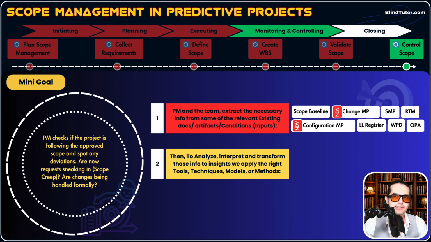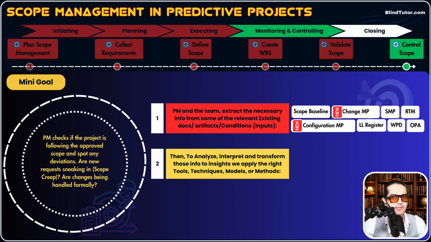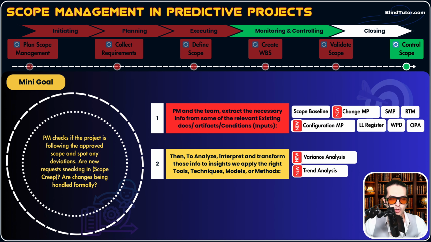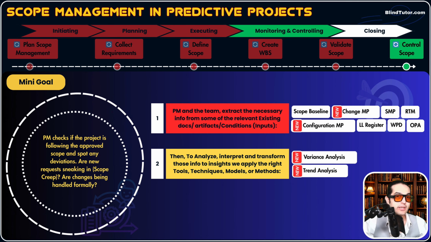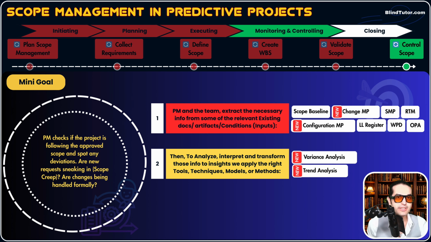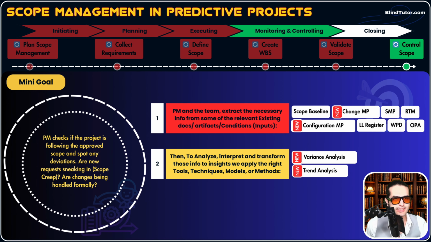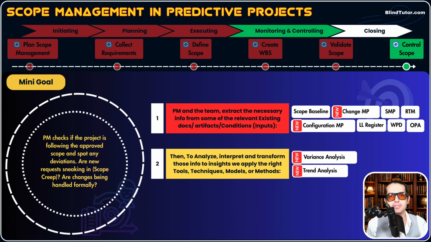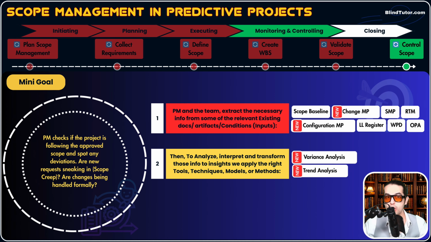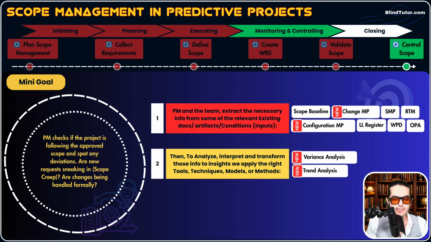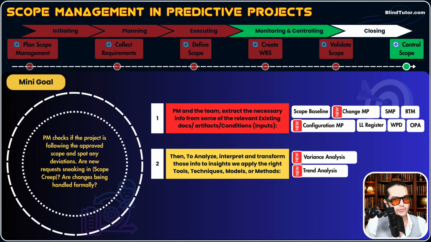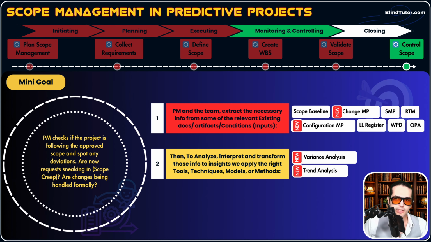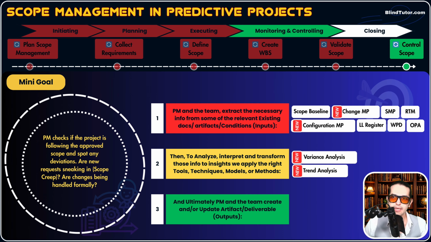Now, then, to analyze, interpret, and transform that info to insights, we apply right tools, techniques, methods, and models. What are the TTs we're going to learn in this process? Variance analysis and trend analysis. Okay, two most common tools and techniques that are used in control processes. We also use variance analysis and trend analysis in control schedule processes, in control cost processes, in all other pieces of the project too. So we're going to learn these two in this process.